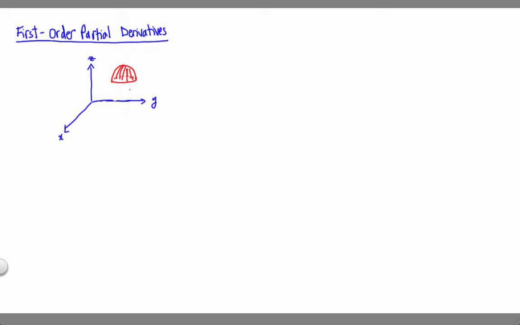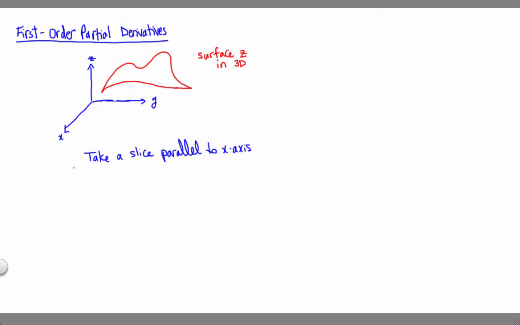For the sake of our discussion today, let's draw a more interesting picture. So here we have another picture, and let's call this surface Z. Now let's say we want to understand the shape of our surface. Here's one way to do that. We could slice through our surface parallel to the x-axis. Formally, what we mean when we say this, we mean slice through the surface while holding y constant.